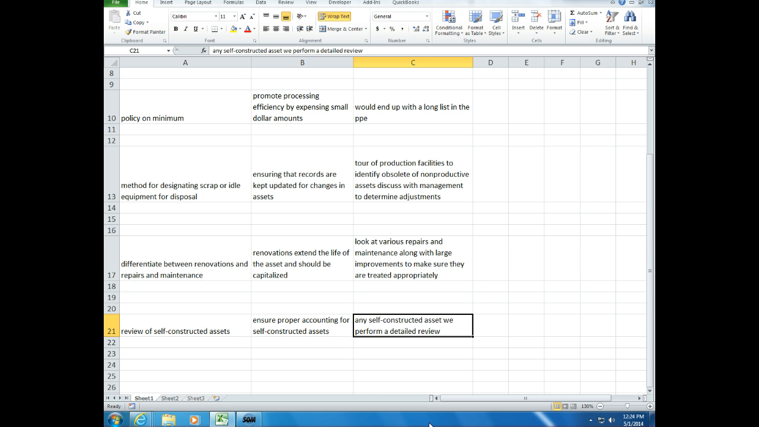Because when you self-construct assets, you're having to deal with even the utilities while an asset is being constructed. So say you're constructing your own building. All of the property taxes, the costs associated with utilities while that asset's being constructed is put into the cost of that asset. Then once it's placed into service, those items are expensed. So everything has to be included in that.